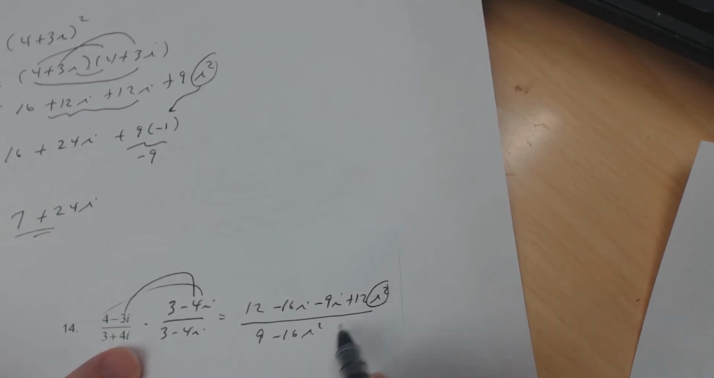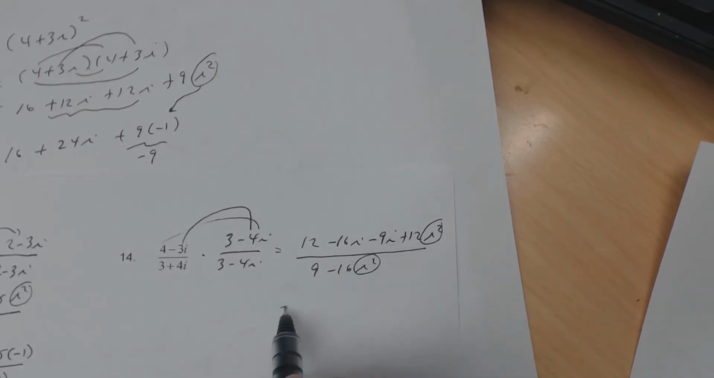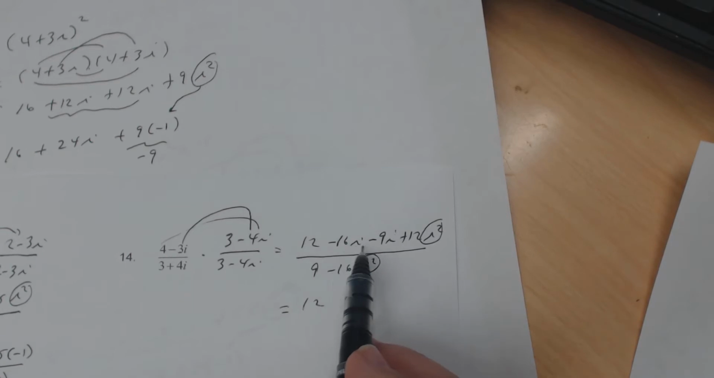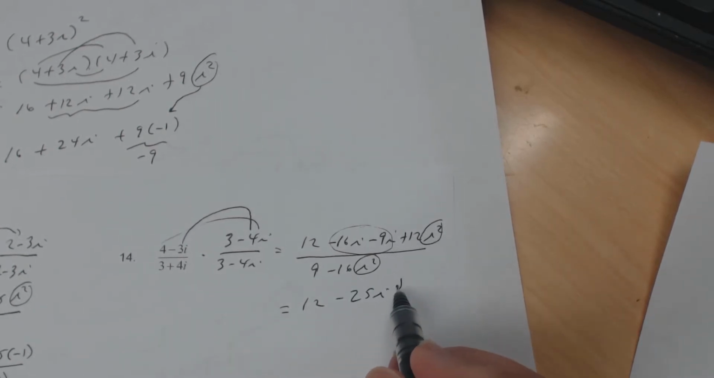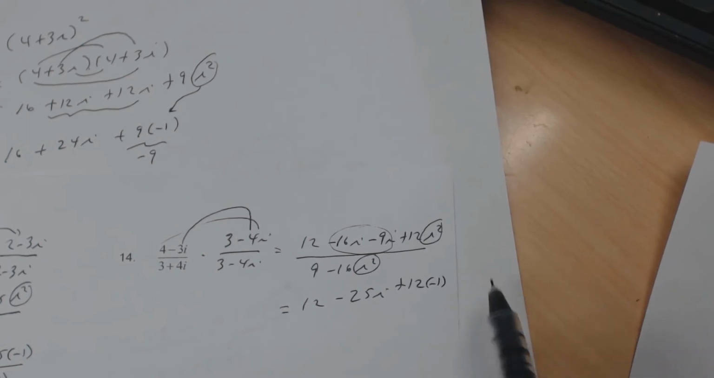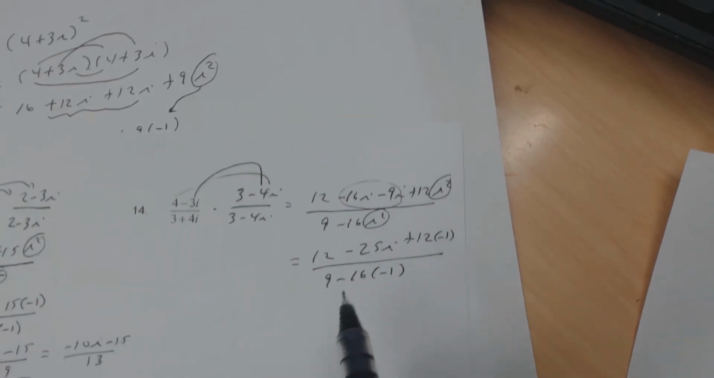So wherever you see an I squared, though, I got to remember to rewrite as negative 1. And I can combine these two terms here. So this becomes 12, a negative 16, I, and a negative 9i is a negative 25i, and then that becomes plus 12 times a negative 1. All over 9 minus 16 times a negative 1. Okay, I squared is a negative 1.